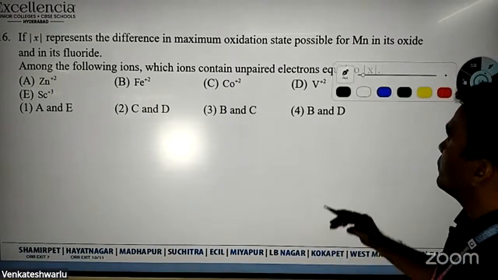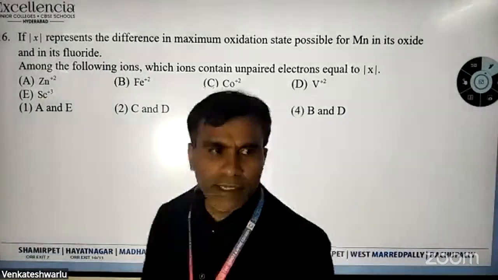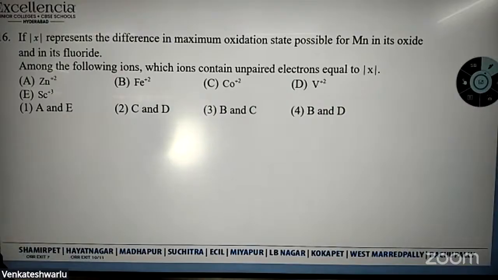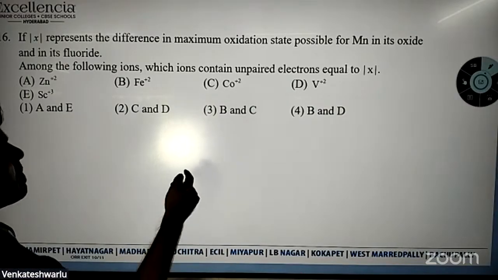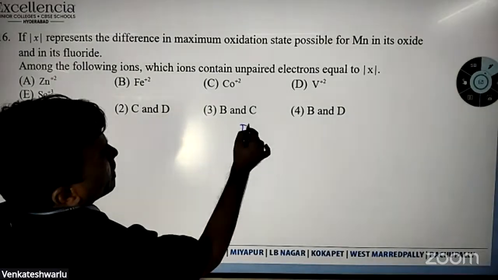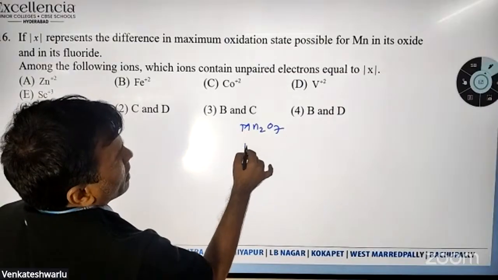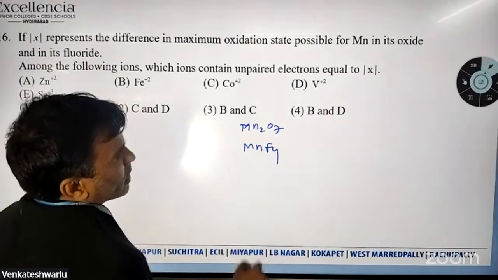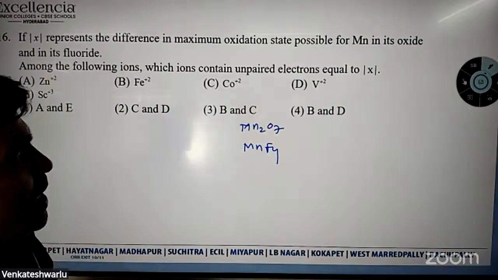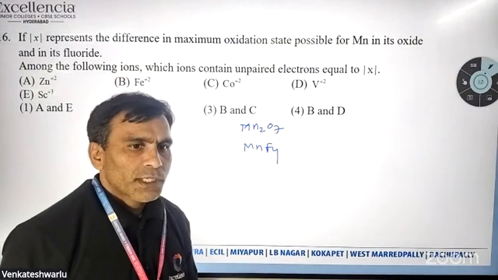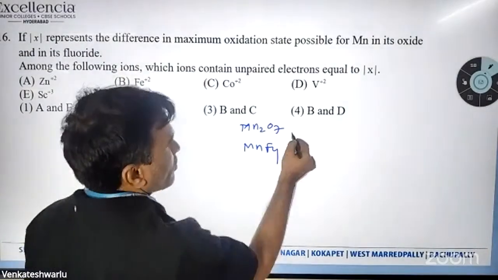This is from the D block and F block chapter. X represents the difference in the maximum oxidation state possible for manganese, its oxide, and its fluoride. Very important: the highest oxidation state oxide compound of manganese is Mn2O7 and the fluoride is MnF4.